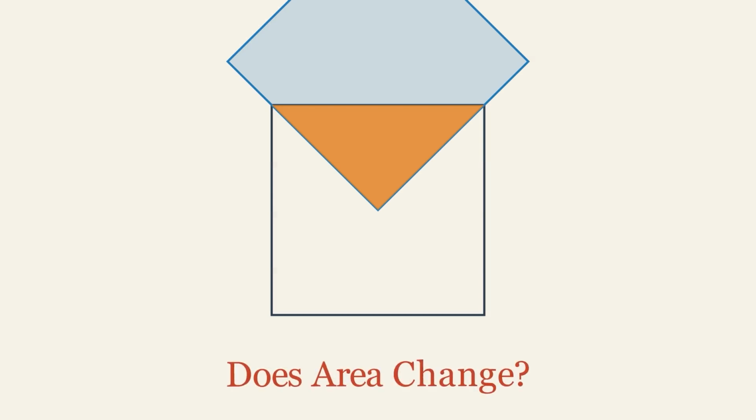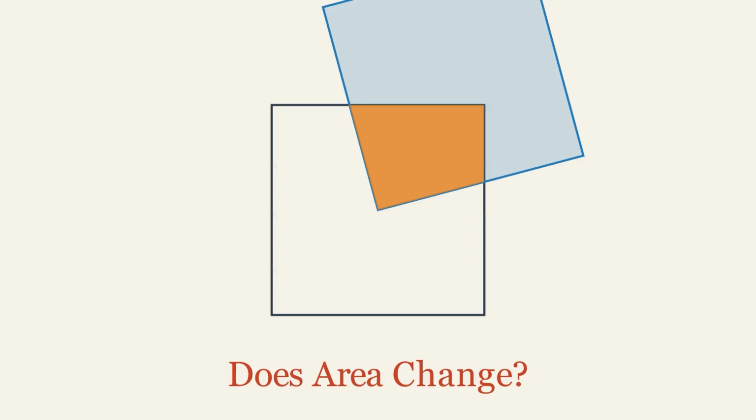We have two identical squares. One is fixed. The other has its vertex pinned exactly to the center of the first one. As I rotate this second square, the shape of the overlap changes wildly. The question is simple. Does the area of this overlap increase, decrease, or stay the same as we spin it?